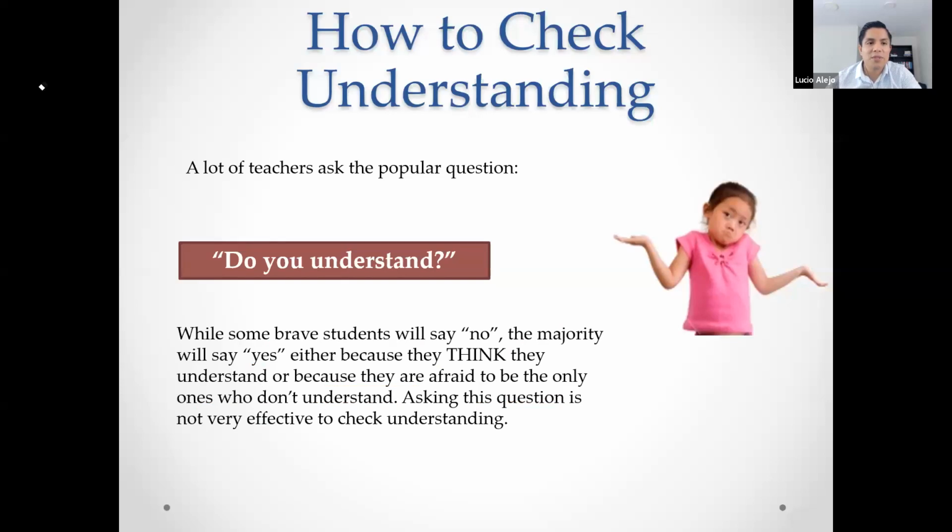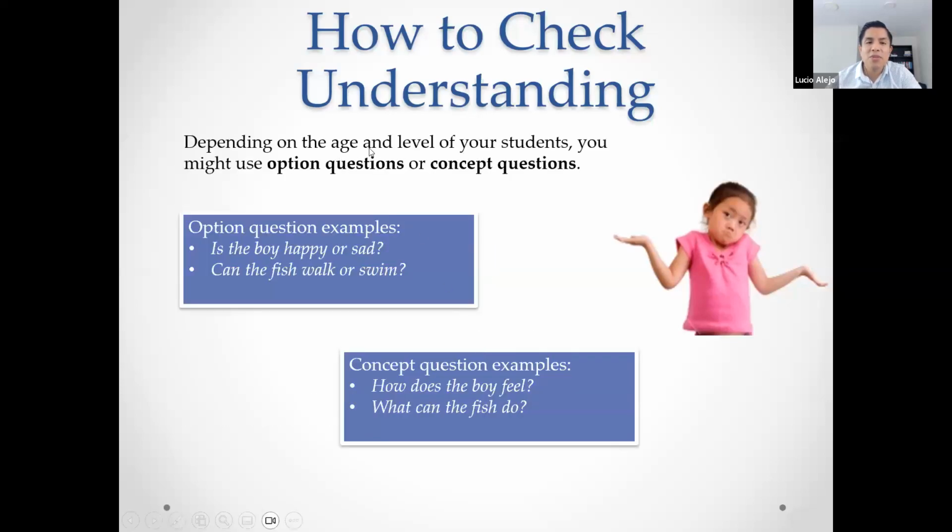Don't worry. Depending on the age and level of your students, you might use option questions or concept questions. Option question examples are, is the boy happy or sad? Can the fish walk or swim? In this way, you can clearly see if the students understood your lesson or not. You can use these questions for kindergarten or primary students.